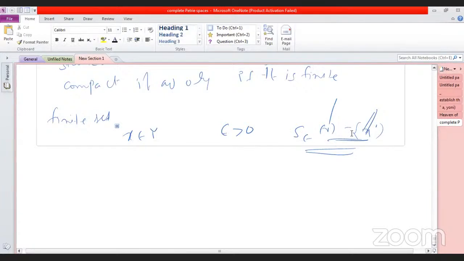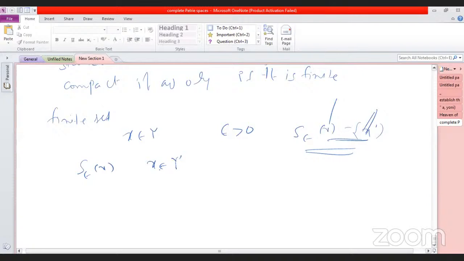X belongs to Y and as well as epsilon greater than 0, so that's why it is an open set. So therefore it is open. We consider all such N_epsilon(x), where x belongs to capital Y. So there is an open cover of Y. Since it is an open cover, Y is a compact set.